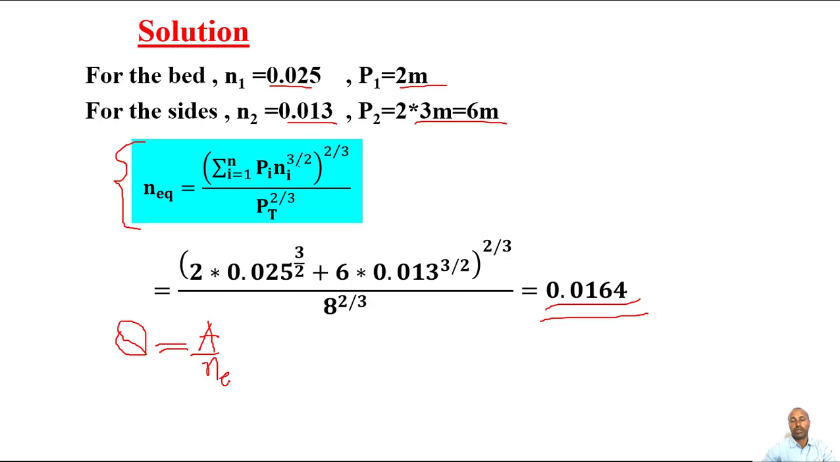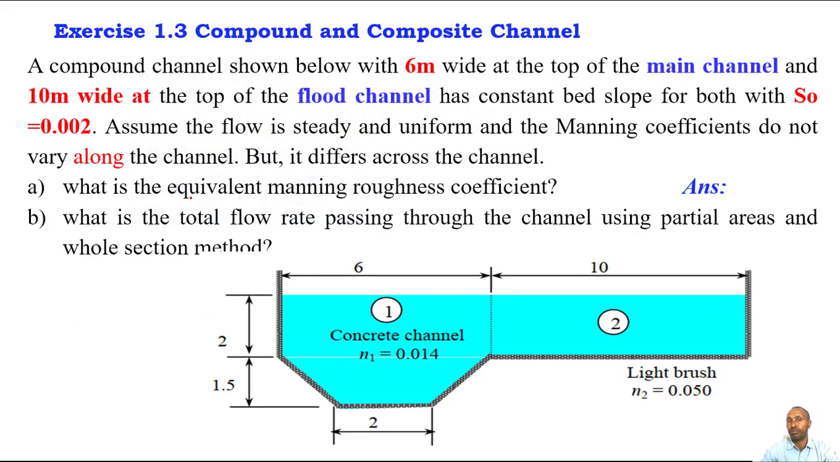Clear? N equivalent then times R to the 2/3, then radical S naught. So this is the solution. So you can arrive. Let's go to this example just as an exercise.